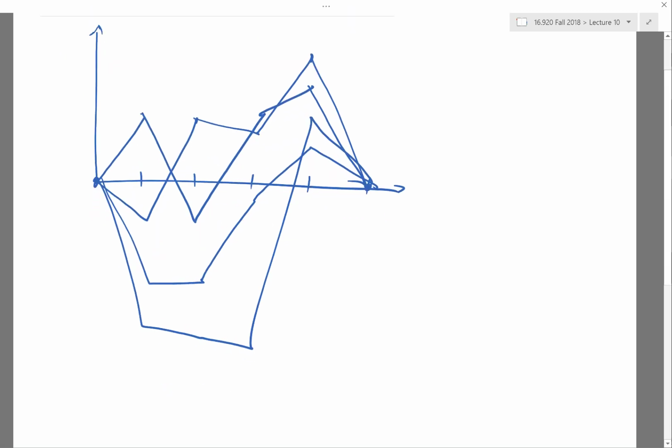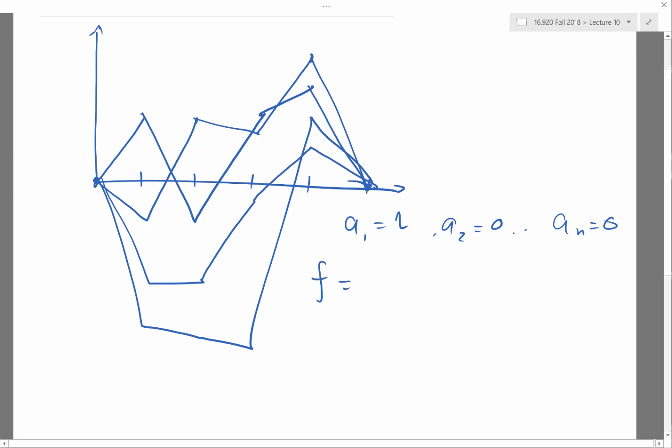So the key thing to think about is, what if A1 is equal to 1, A2 equal to 0, etc., An equal to 0. So if only one of these coefficients is equal to 1 and the others are equal to 0, then what is f? F is equal to, remember, the combination of the basis with the coefficients. So if A1 is equal to 1 and all the others equal to 0, then this is just equal to W1, right? Then we should actually be able to construct what the W's are just by setting these coefficients.